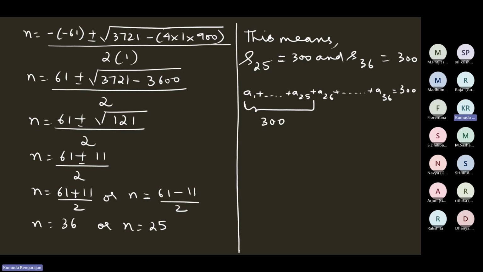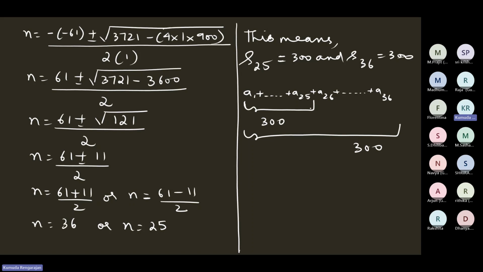A1 to A25. That is A1 plus A2 plus A3 plus A4 till A25 is 300. Also, let me take it out from here. Sorry. Also, this one, end to end, this is also 300. S36 means A1 plus A2 plus A3 plus A4 till A36. The sum is 300. And S25 means A1, A2, A3 till A25. So from A1 to A25, the sum is 300. From A1 to A36 also the sum is 300.